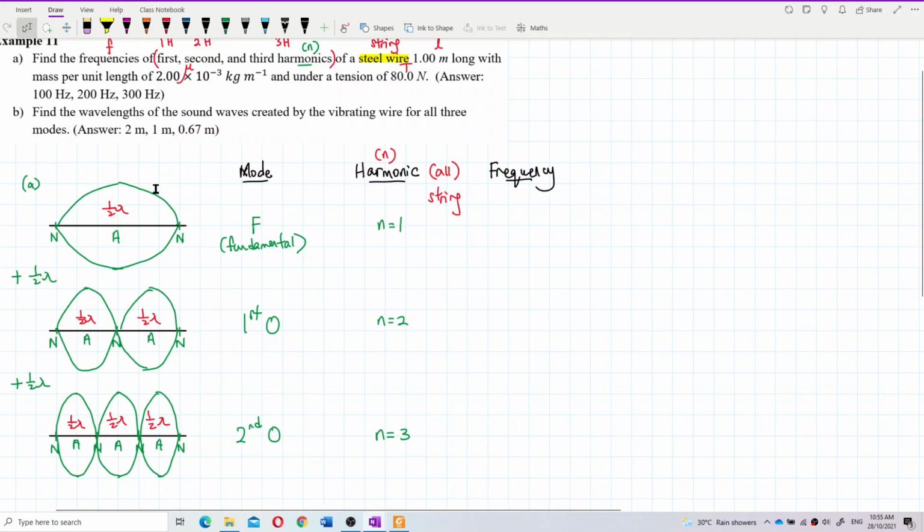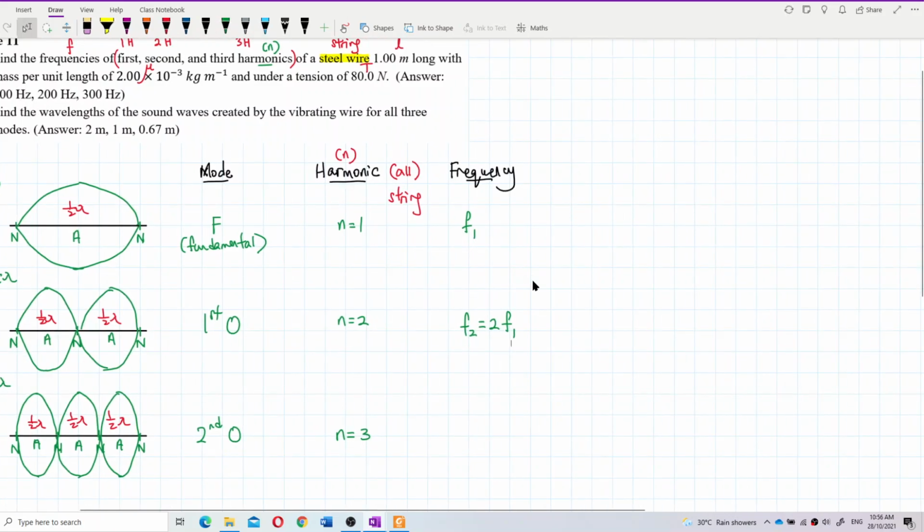Okay, so the fundamental mode is frequency F1. And then the first overtone, which is the second harmonic, means the F2, the second harmonic frequency, is 2 times the first harmonic frequency. Because the formula is Fn equal to n F1.